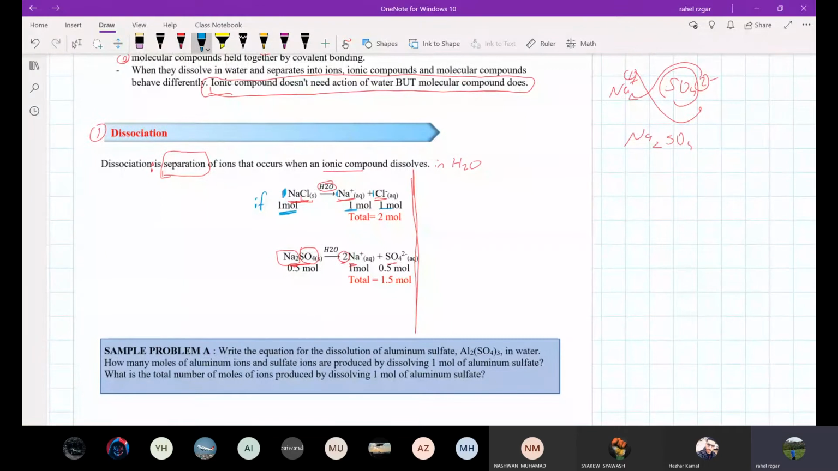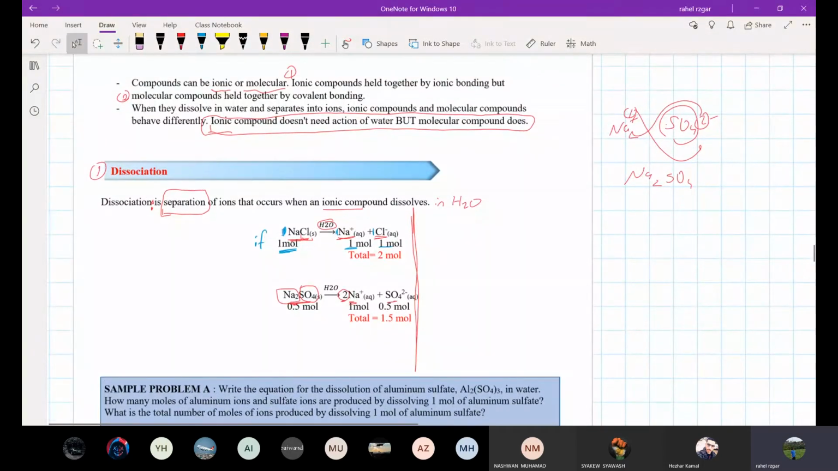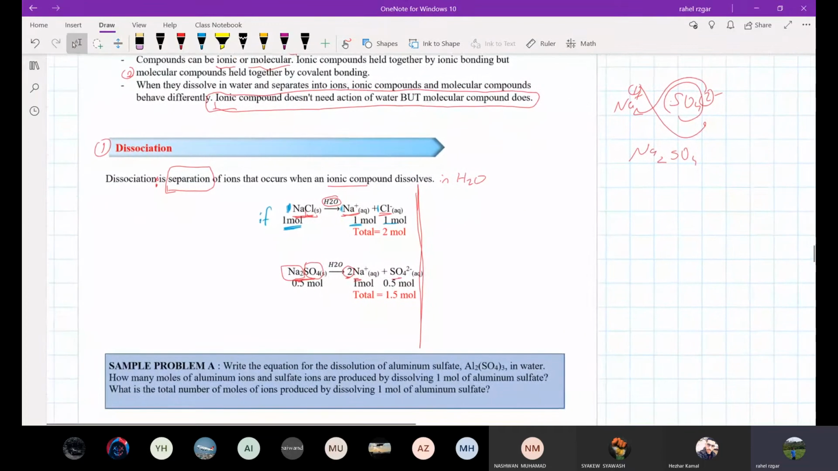So that's how you can say this. When NaCl dissolves in water, it separates into ions. If we ask how many moles of ions are produced, you'll say 1 mole of Na, 1 mole of Cl. And together, the total is what? 2 moles.